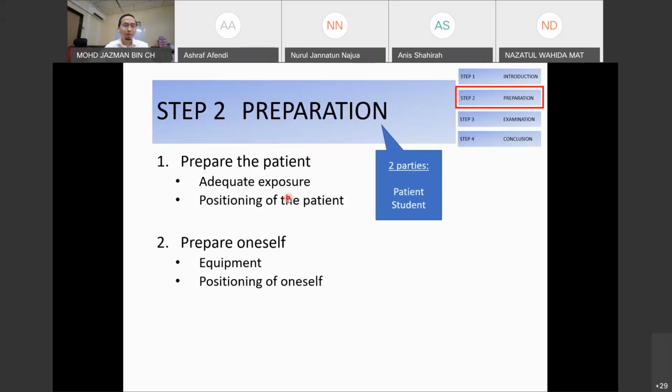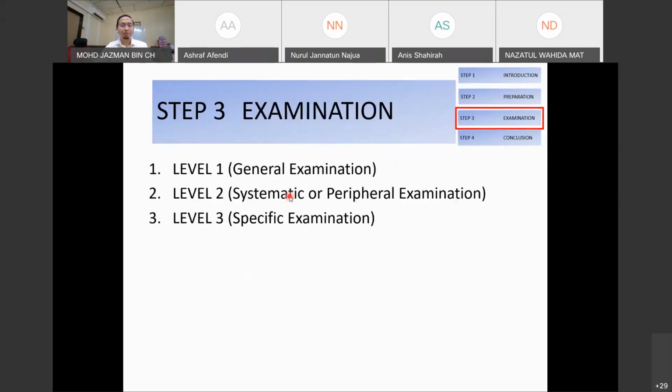Next is you prepare the patient. Okay, you need to adequately expose the patient. If the patient is a female, you need to ask for permission. If the patient is shy, you can tell them that you will expose one part at a time. The other part will be covered immediately. And next is you need to position the patient adequately. As you see in the video, you can do the respiratory examination at 45 degrees or in a sitting position. Only these two positions. No supine 180 degrees.